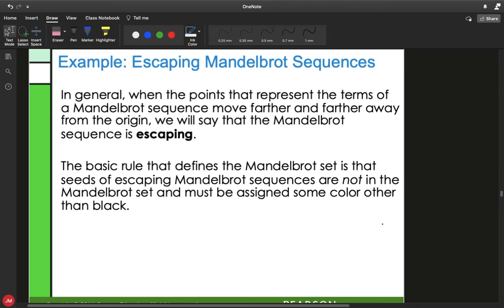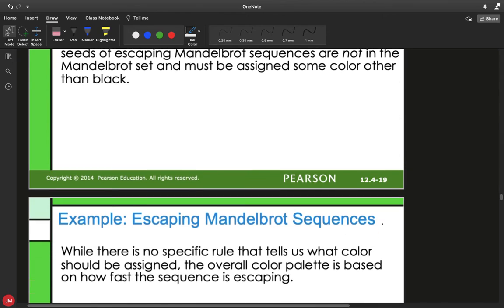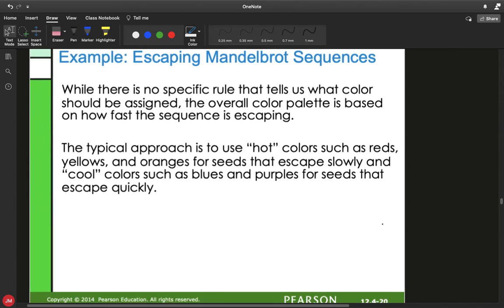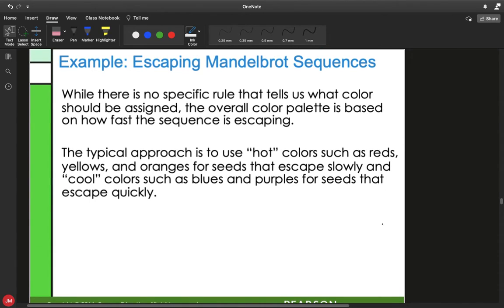So the basic rule is that escaping sequences are not part of the Mandelbrot set. So escaping sequences do not count, so they're not going to be black. Instead, here's kind of the rule that we use. It's not really a specific rule. It doesn't tell you exactly what color is going to be assigned. It's more based on kind of a spectrum or a range of colors.